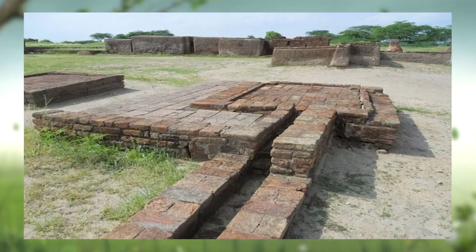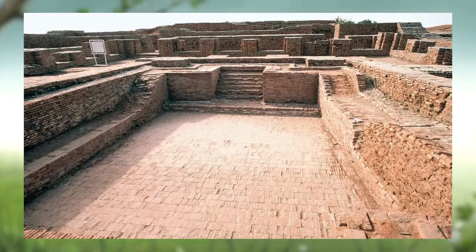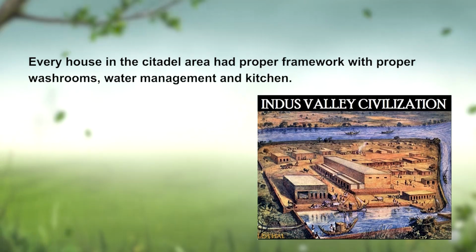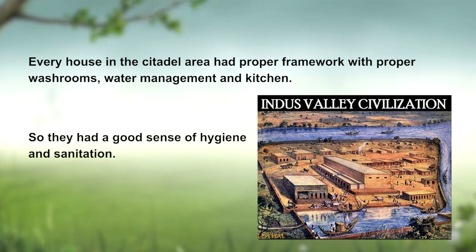They had a very good sense of sanitation and hygiene. The drainage system of the Harappan cities, or the Indus Valley cities, was well laid out, and they had closed drains. The Great Bath also gives us an idea of how proper their drainage system was. They had smooth tiles so that water doesn't get logged, and every house in the citadel areas had a proper framework with proper washrooms, proper water management and a proper kitchen. So they had a good sense of hygiene and sanitation.